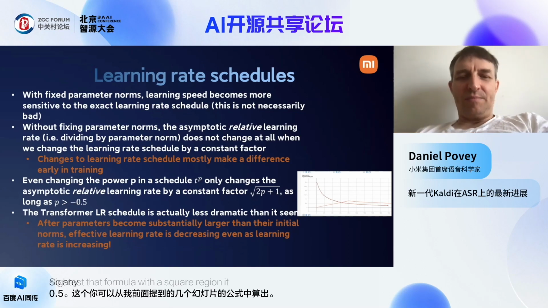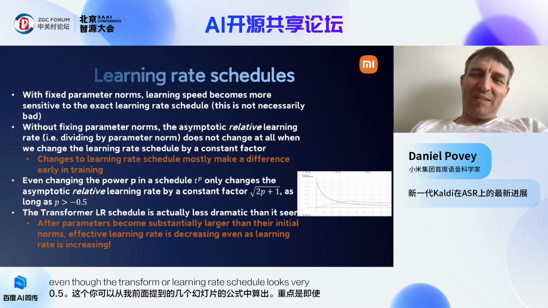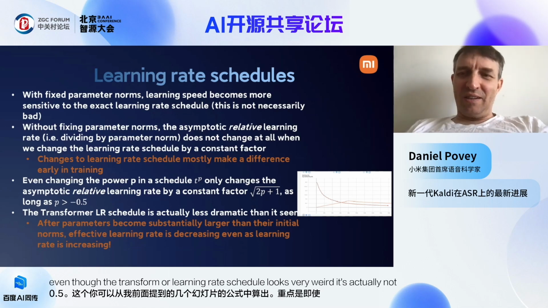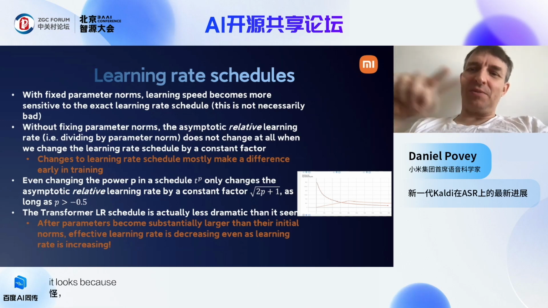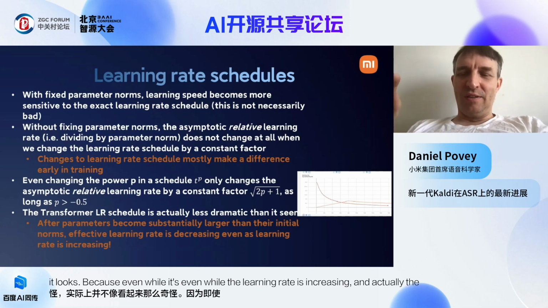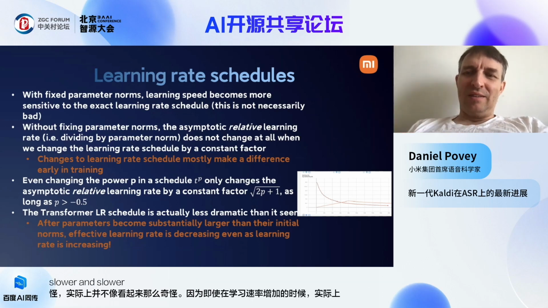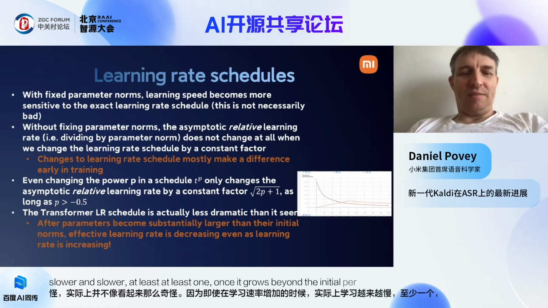So anyway, the point is that even though the transformer learning rate schedule looks very weird, it's actually not as weird as it looks, because even while the learning rate is increasing, it's actually learning slower and slower, at least once it grows beyond the initial parameter size.